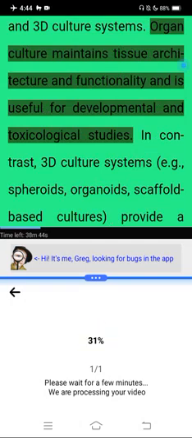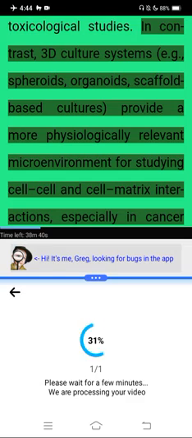Organ culture maintains tissue architecture and functionality and is useful for developmental and toxicological studies. In contrast, 3D culture systems, e.g., spheroids, organoids, scaffold-based cultures, provide a more physiologically relevant microenvironment for studying cell and cell-matrix interactions, especially in cancer and stem cell research.